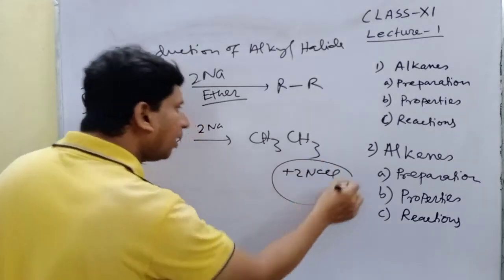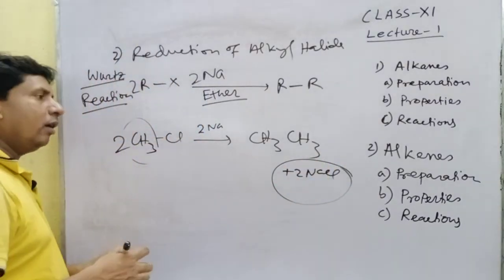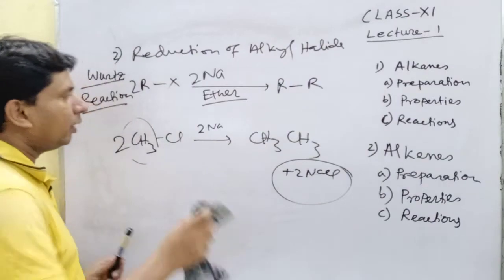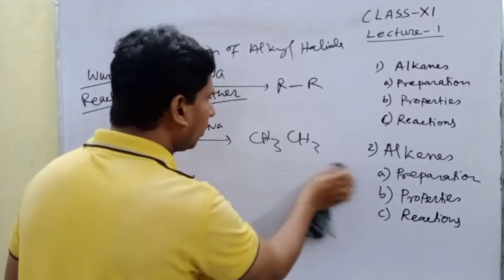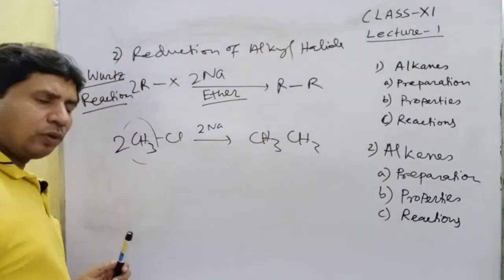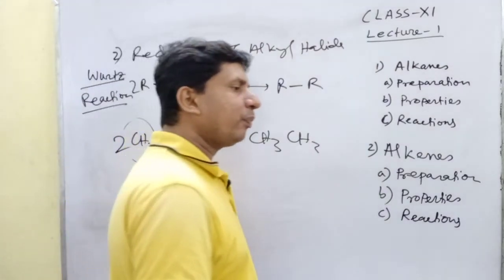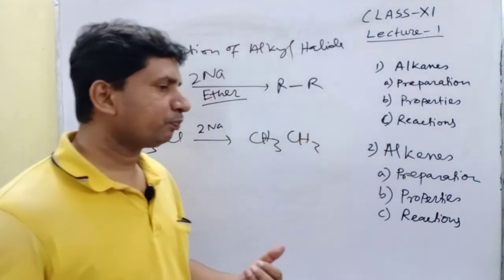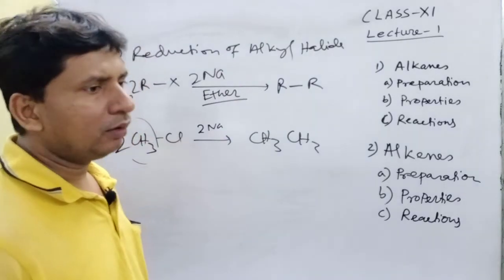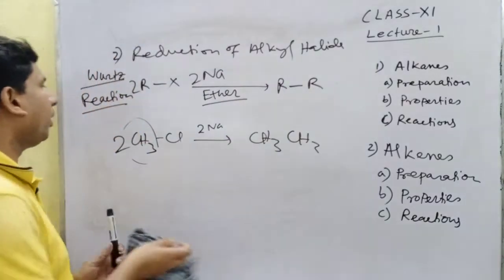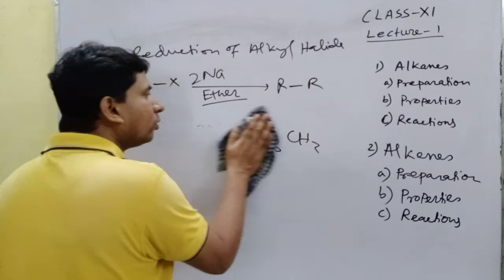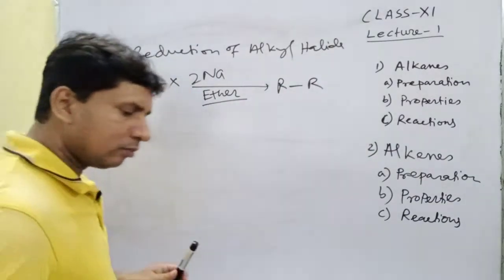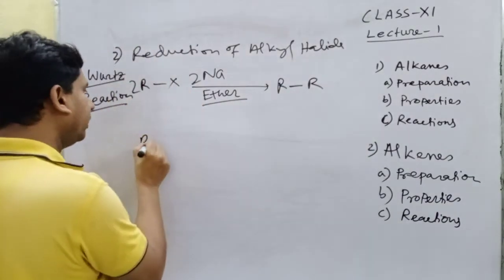But since this is the inorganic product, we will not count it in this reaction. Okay? Because this is not a balanced equation. In organic chemistry, if we do not balance it, there is no problem. Okay? So this is very important. So how does this reaction occur in this way?